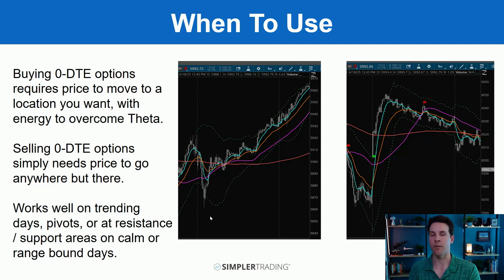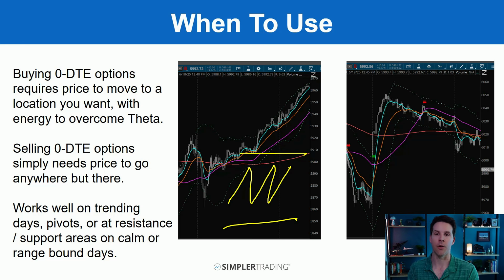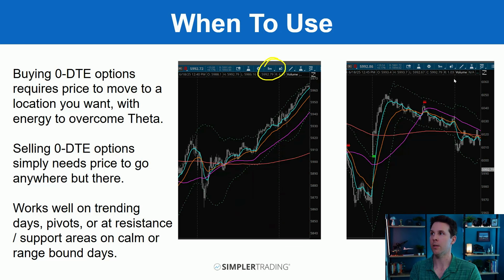Calm days, because obviously on a calm day, buying premium is not going to work because the market's not really going anywhere. Or range-bound days, if the market keeps kind of going like this, then you can sell above and you can sell below, and maybe that's an iron condor that you can do for that. So let me show you these exact examples. These are both 5-minute charts on the SPX.